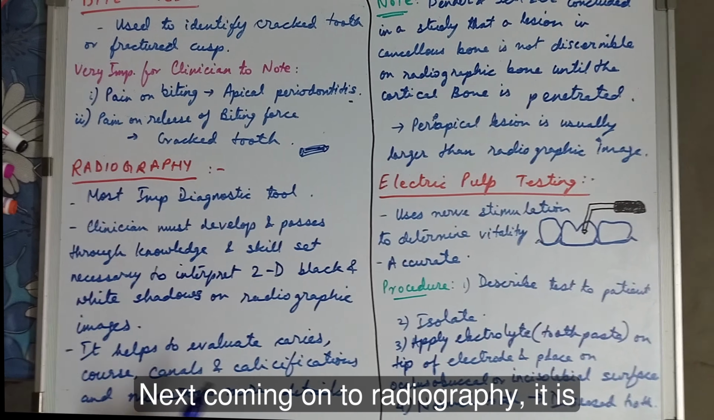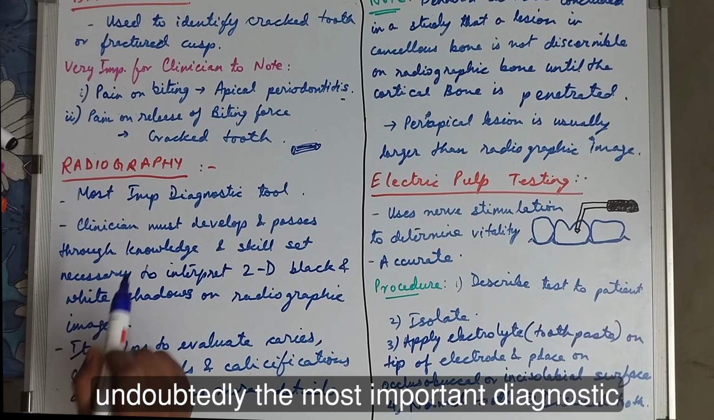Next, coming on to radiography, it is undoubtedly the most important diagnostic tool. Clinicians have to develop and possess thorough clinical knowledge and the skill set necessary to interpret these two-dimensional black and white shadows on the radiographic images. Only then will it help to identify dental caries, the courses, the canals, the calcifications, and numerous more details such as internal and external resorptions, the width of the canal, if there is taurodontism present, if there are multiple canals present, and so many other details.